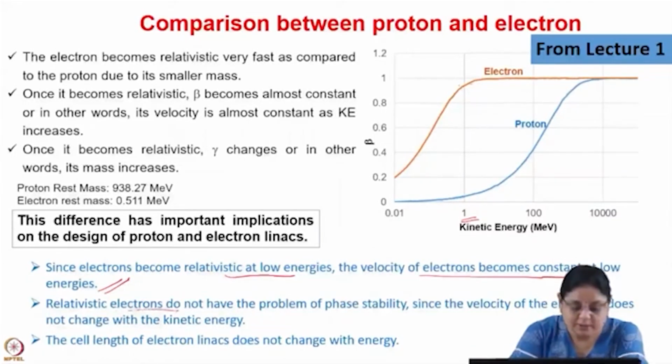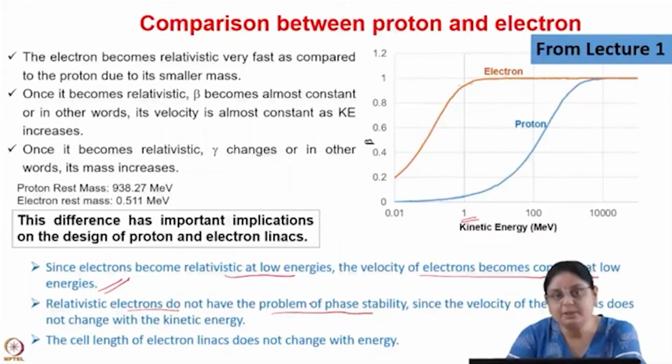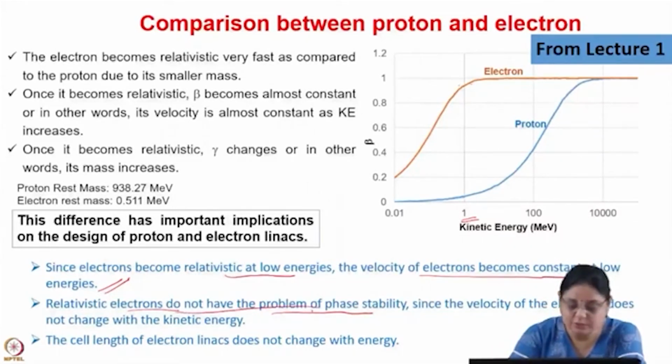Now, relativistic electrons do not have the problem of phase stability. So why is this problem of phase stability coming? Because different particles see different values of the electric field and they get different energies, and because they are getting different energies, their velocities are different. But for electrons which are already relativistic, even though the energy gain is different, they will still move with the same velocity. So relativistic electrons do not have the problem of phase stability, since the velocity of the electron does not change with the kinetic energy.